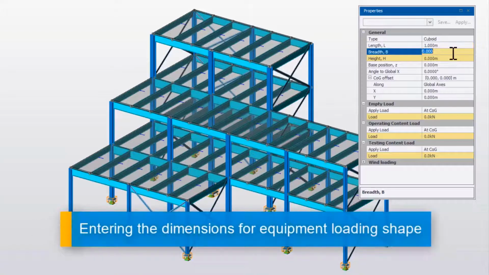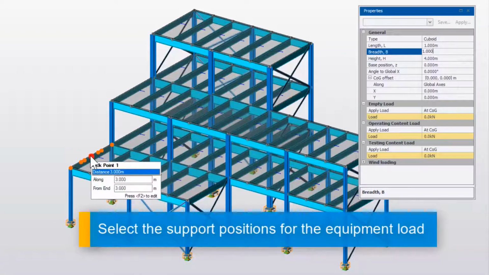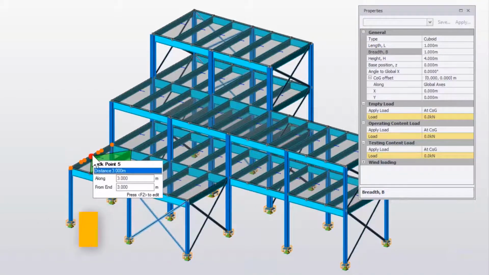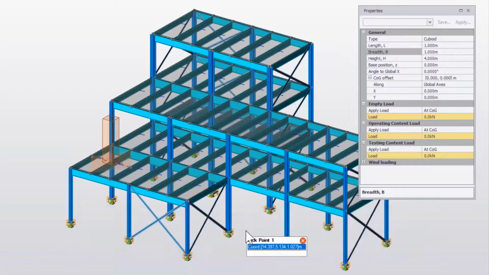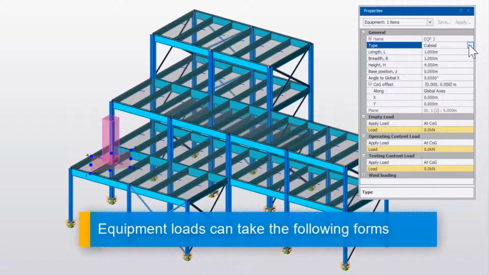Entering the dimensions of the equipment loading, the shape, and graphically selecting the positions of support. Note, equipment loading supports must be on a single plane. Graphical representation of the equipment load shown.